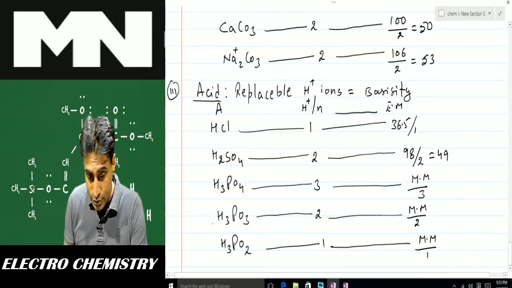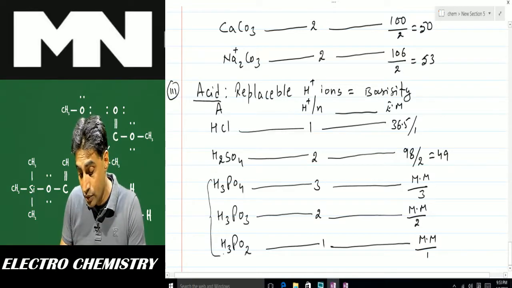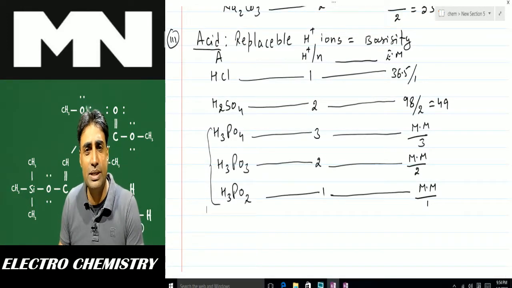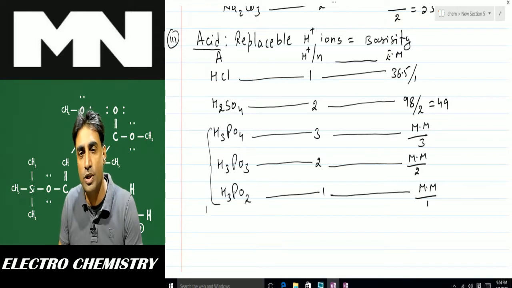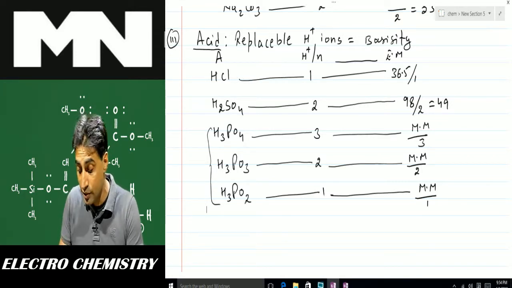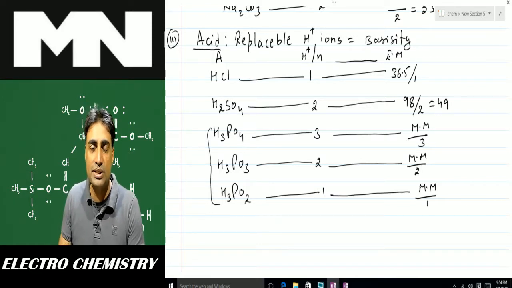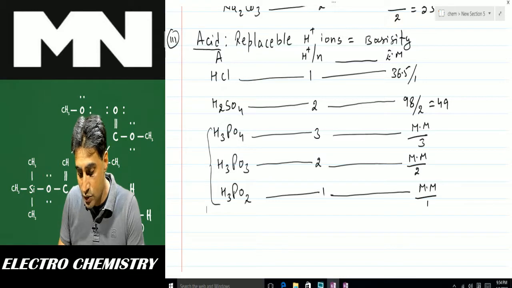Now the question comes to our mind that these 3 compounds, that is H3PO4, H3PO3 and H3PO2, they have 3 hydrogens. Then why am I saying that one of them is capable of donating 3 H positive, another one is capable of donating 2 H positive, yet another one is capable of donating only 1 H positive? The first one is triprotic, the second one is diprotic, and the third one is monoprotic. Well, the answer lies in their structure.